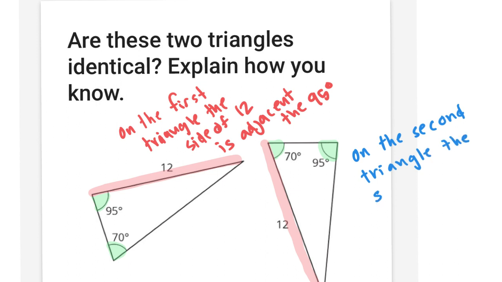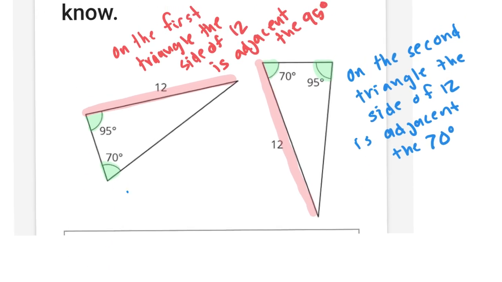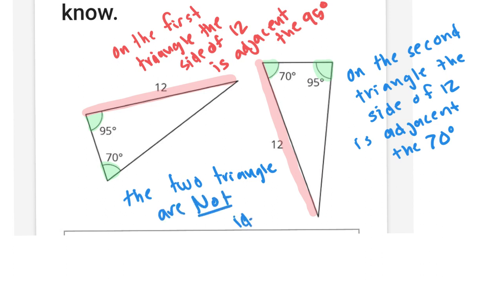the side 12 is adjacent, meaning right next to the 70 degrees. So because the 12 is not adjacent to the same angle on each triangle, the two triangles are not identical.